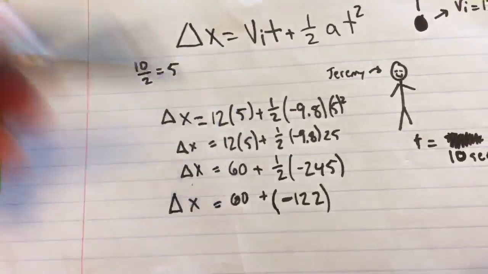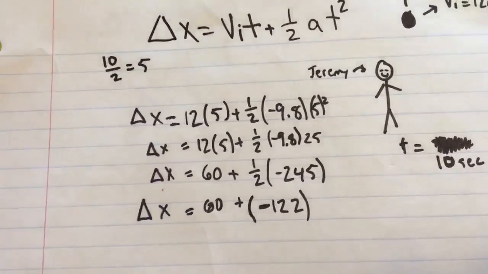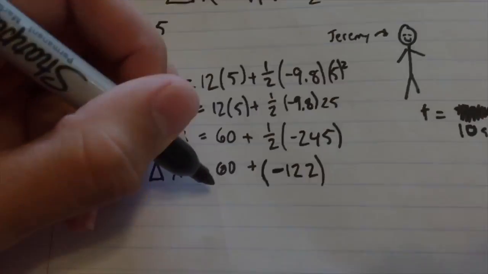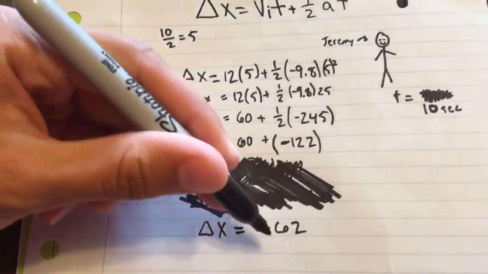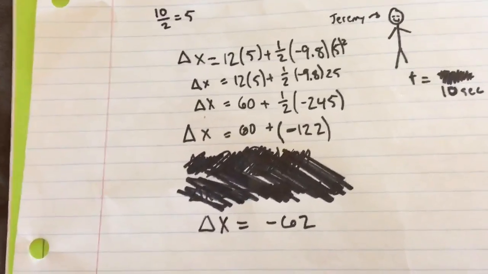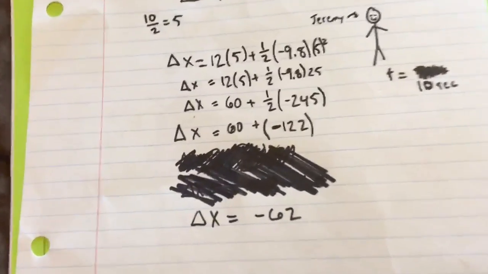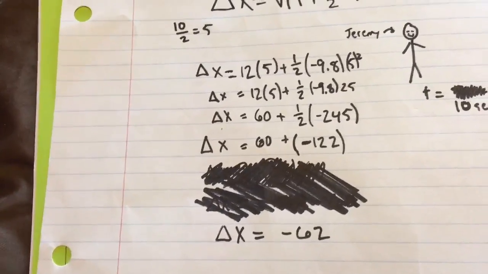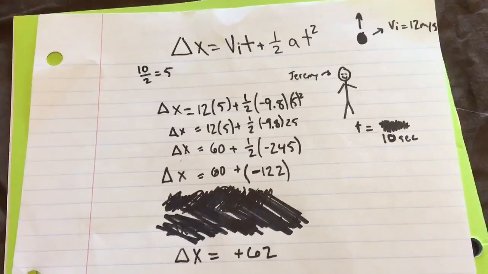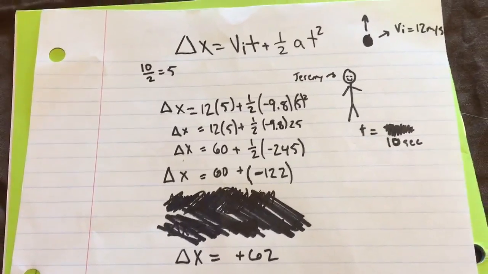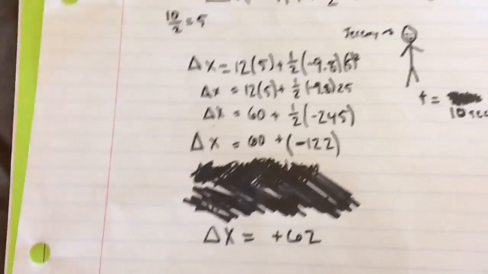I've already gone through all these steps, simplifying it to 60 plus negative 122, and that will give us the answer. Okay, and our final answer for this problem will be negative 62. It doesn't really matter that it's negative because you can't really go in the negative direction in the real world, so we'll just change that to positive. And that's how you use this equation to figure out how high a ball goes in the air using only the initial velocity and the time it was in the air.